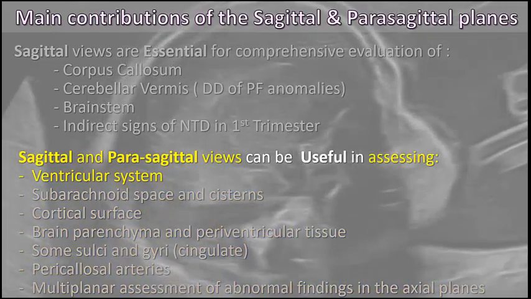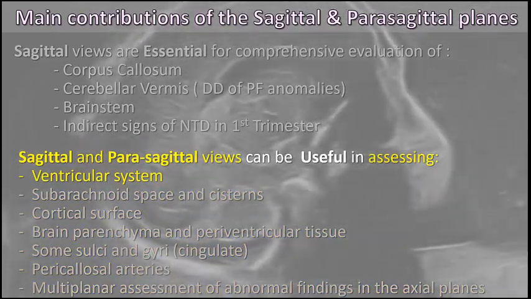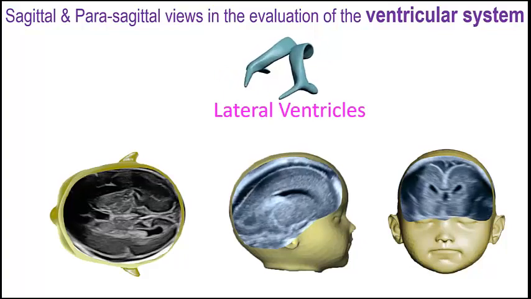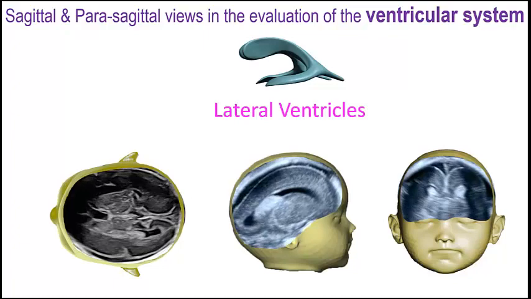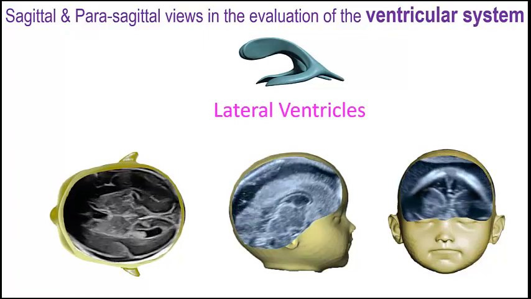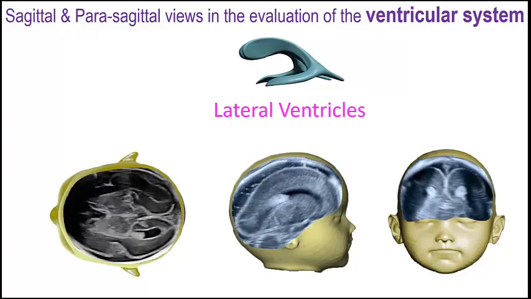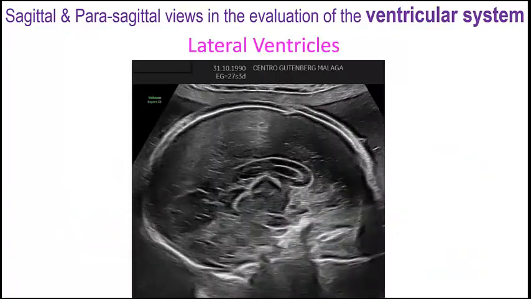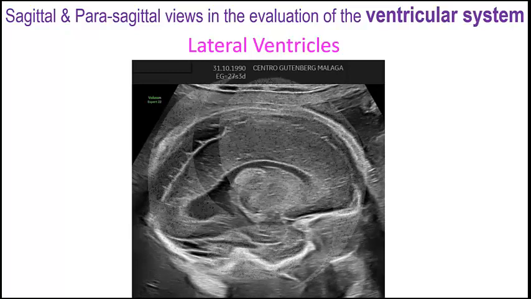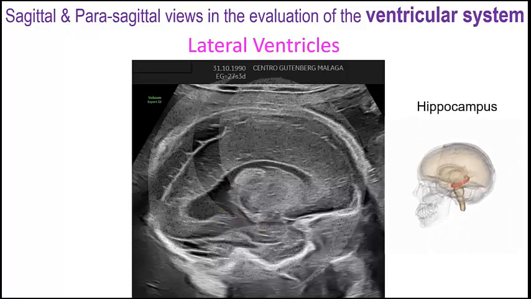As for the evaluation of the ventricular system, in the routine exam, we usually evaluate the lateral ventricles in the axial plane, but for a complete assessment of the lateral ventricles, we need to do a multiplanar evaluation. And the parasagittal planes will allow a complete visualization of the lateral ventricles, showing the three horns at the same time. And this parasagittal plane is also the best for the visualization of the hippocampus.